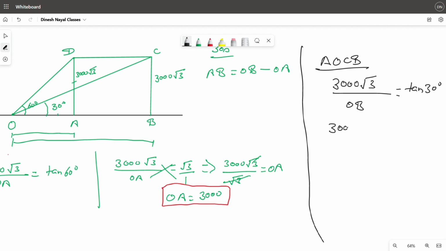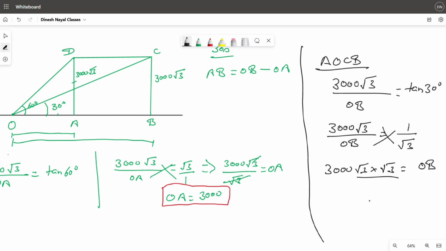We know that tan 30 degree is 1 by root 3. So 3000 root 3 upon OB equals 1 by root 3. Now cross multiplication. OB will be 3000 root 3 into root 3. Root 3 into root 3 is 3. 3000 into 3, so this will be 9000. So OB is 9000 meter.